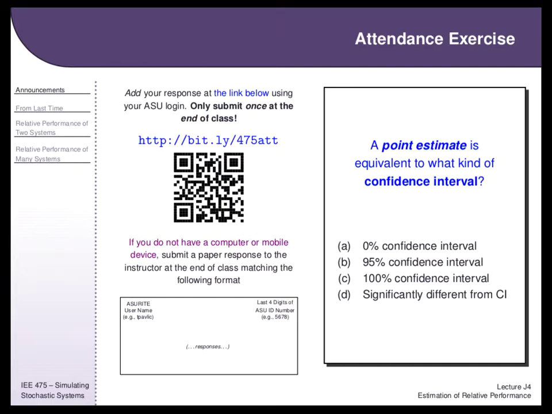So is a point estimate equal to a 0% confidence interval, a 95% confidence interval, a 100% confidence interval, or is this all a lie and your escape option here is, no, it's different. It's not a confidence interval at all. So again, feel free to chat with your neighbors and then pick one of these. What confidence level corresponds to you giving a point estimate?